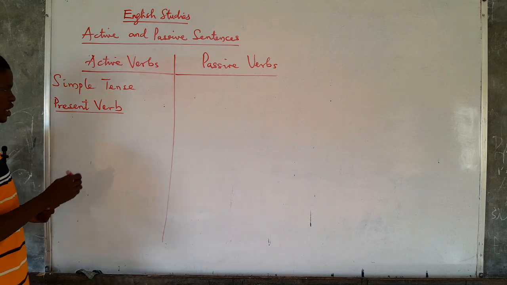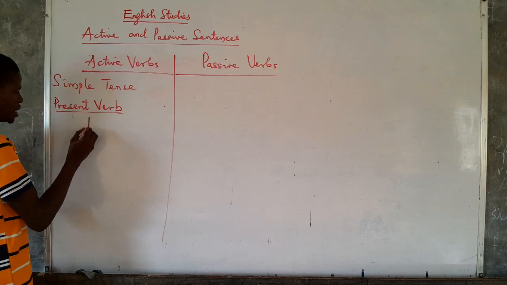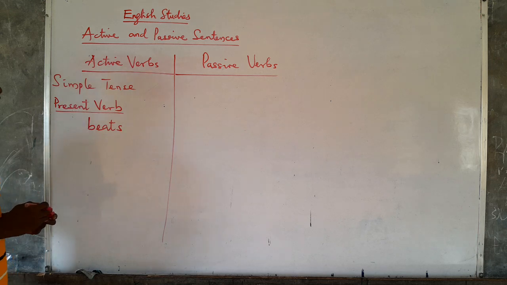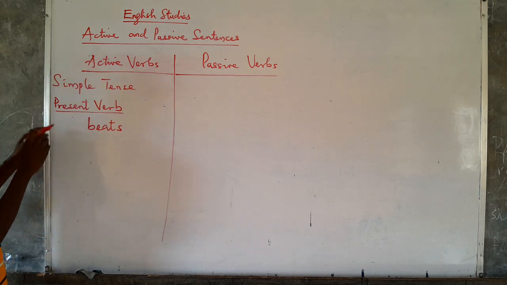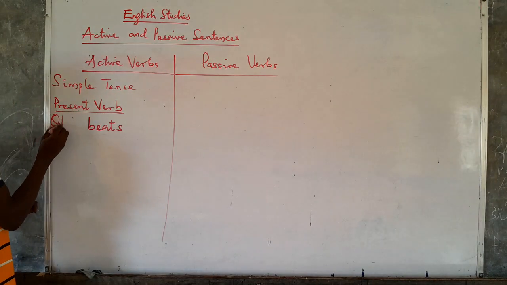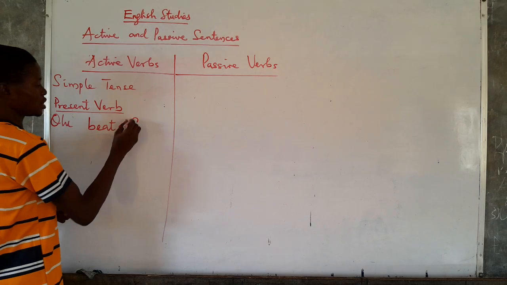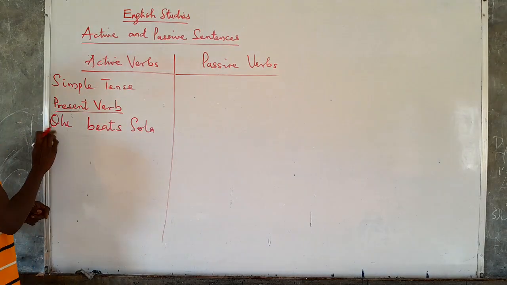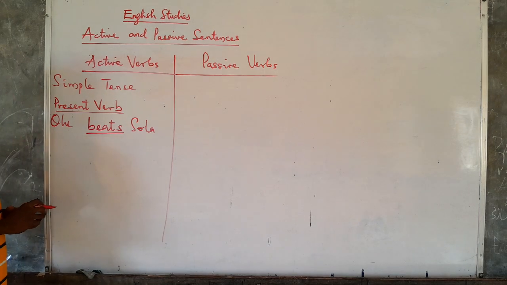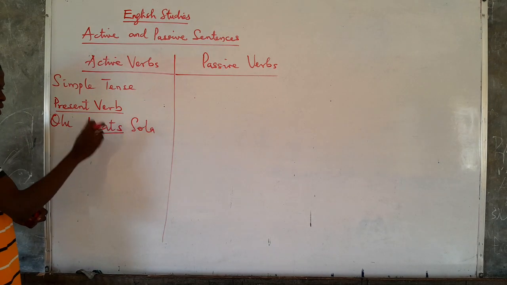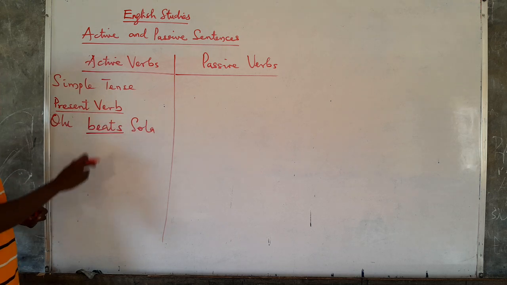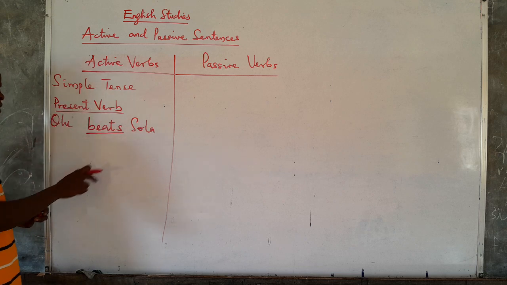The first verb that we need to examine, let's use one, beat. We have beats like Olu beats Shola. Let's use it. Olu beats Shola. We don't really need the subject and the object. What we need right now is the verb. This kind of verb is called a simple tense verb, and we call this one present verb. A singular present verb at that.